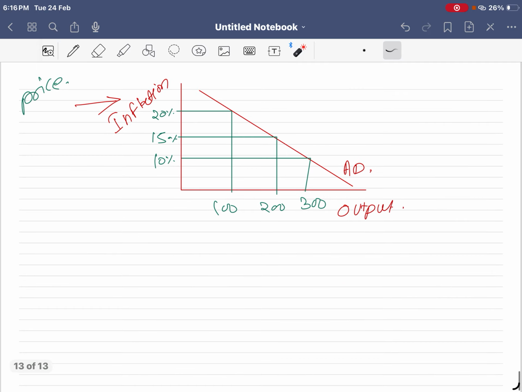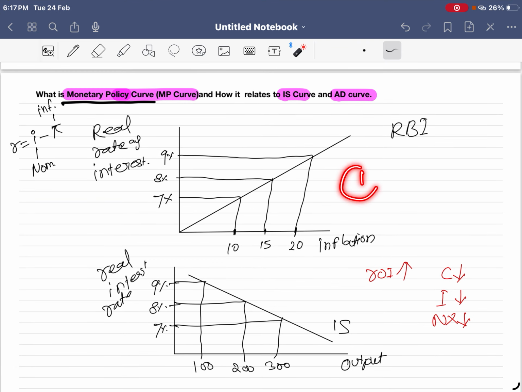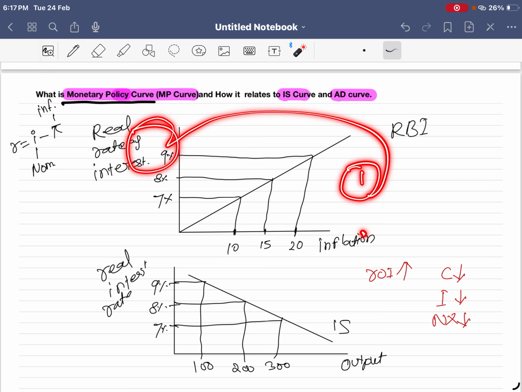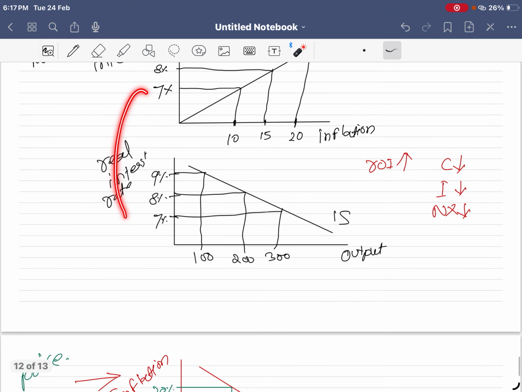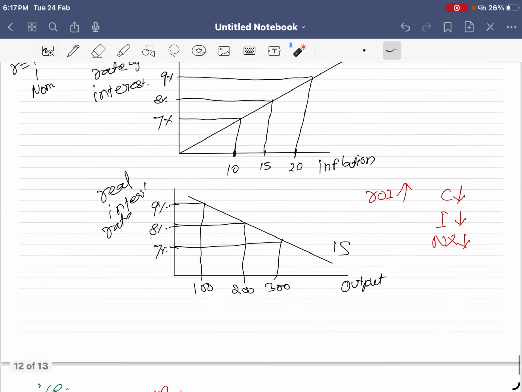So overall, first, based on the inflation, the central bank decides the real rate of interest, and this real rate of interest decides the investment and saving level in the economy, in the goods market, which then determines the overall aggregate demand of the economy. So this is how the monetary policy curve is drawn, which is this one. This is the monetary policy curve.